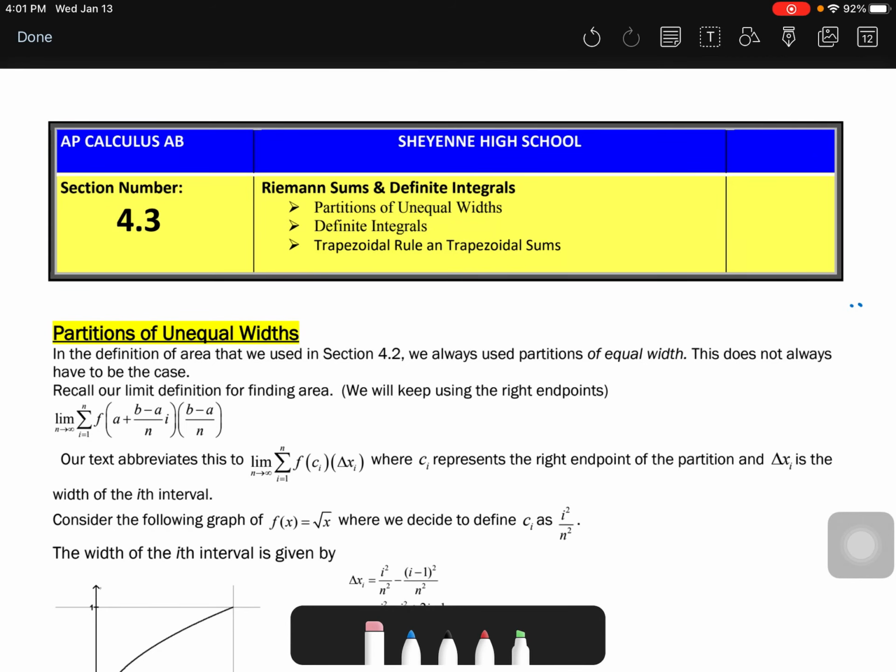Hello AP Cal class, we are going to run through the notes for section 4.3 and introduce what a definite integral is. Also going to talk a little bit about partitions of unequal width. Trapezoidal rule, that'll be in a different video, and I'm actually going to probably break this into about 3 videos.